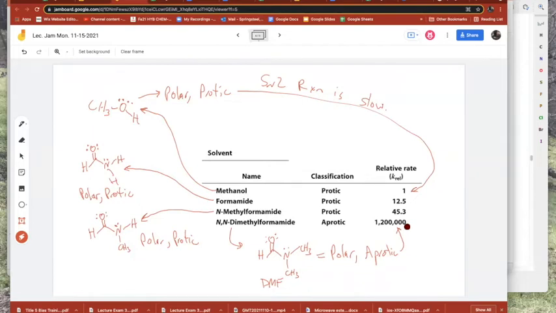So that's why I've been doing SN2 reactions all along. You've probably noticed I'm using acetone a lot. I'm using DMF, DMSO, because when you use polar aprotic solvents, it really favors and speeds up SN2 reactions.